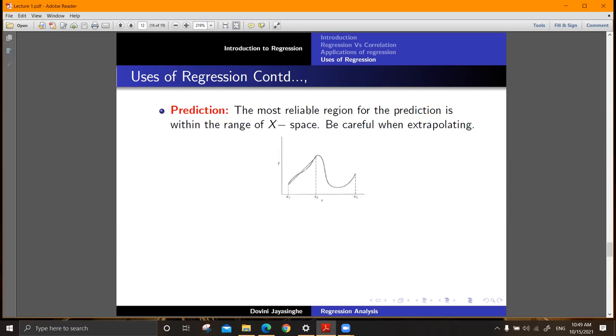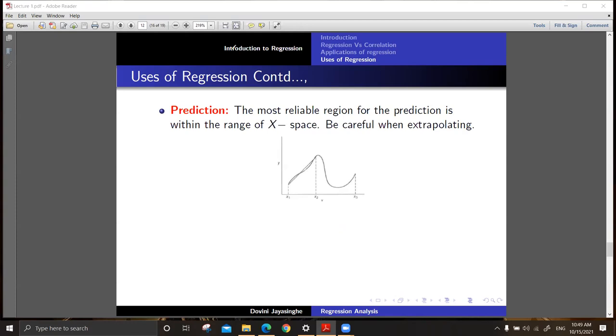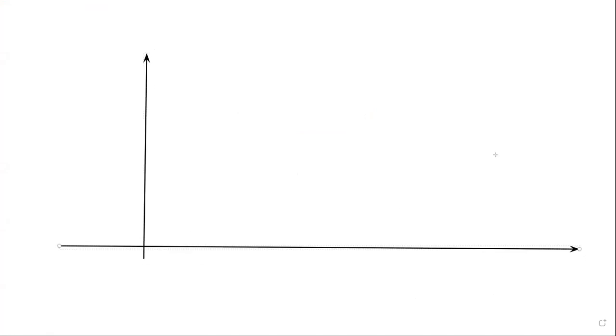Okay, prediction. The most reliable region for the prediction is within the range of x space. Be careful when extrapolating. So in regression, I'll tell you what extrapolation is. Let's say we have a set of data like this, and for this we say we fitted a line like this. Just assume we have data here as well. This is the last data point.